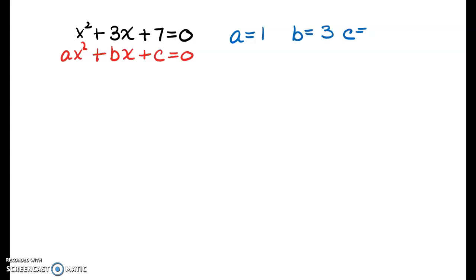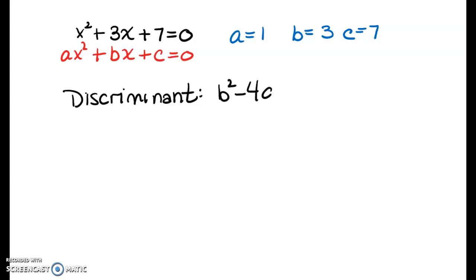So how about for this one? Are we in standard equation form? And it looks like we are. So let's find a, b, and c. A looks like it's 1, b is going to be 3, and c is going to be 7. And remember, our discriminant is b squared minus 4ac.